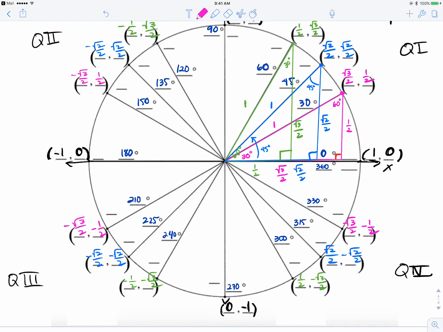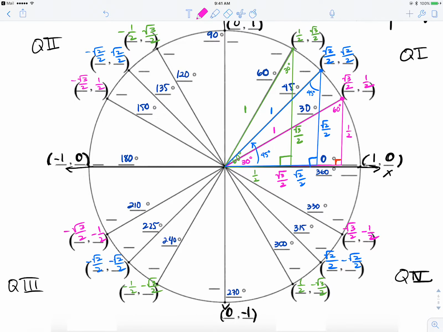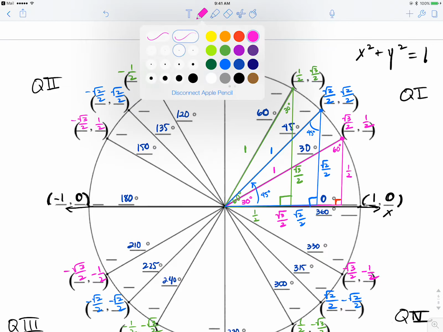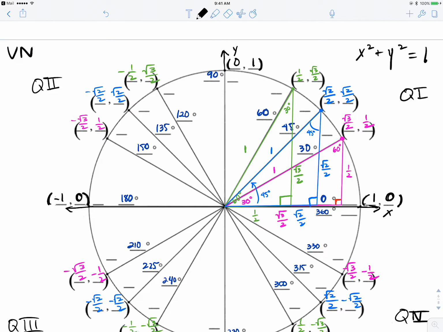Radians are probably very scary. Radians will be next class. So let's hold off. We're going to put the unit circle aside for a second. This is the famous unit circle.